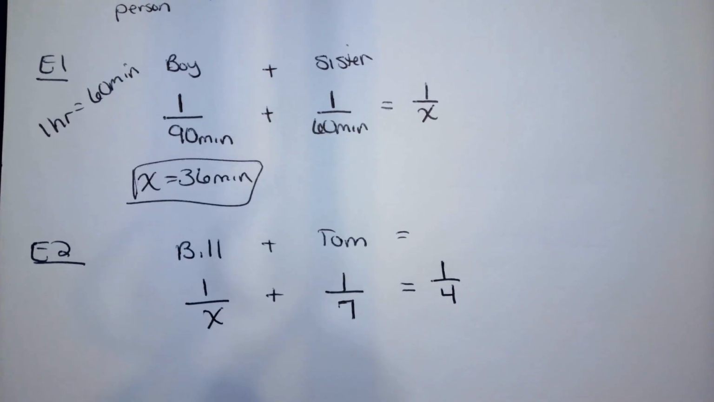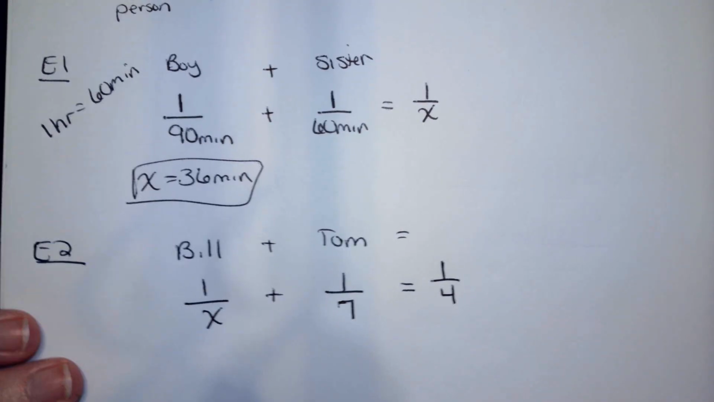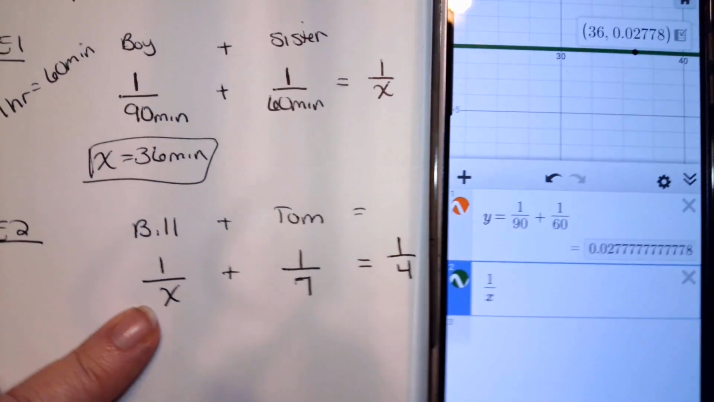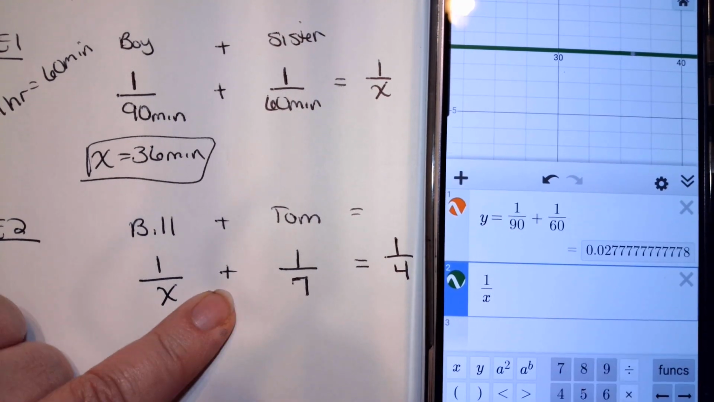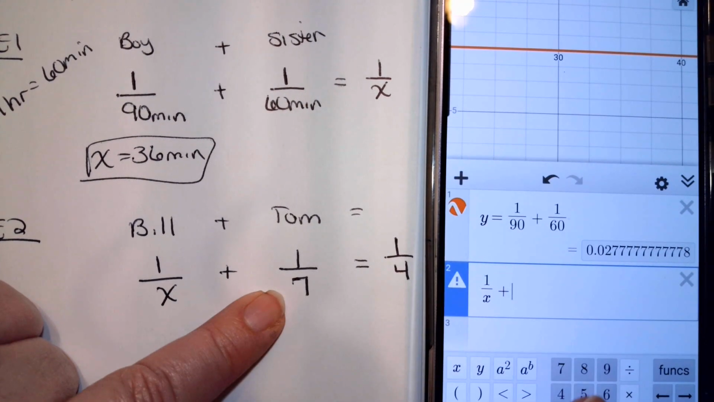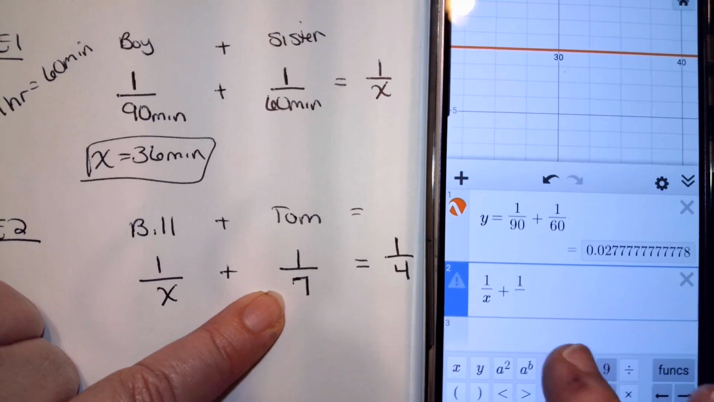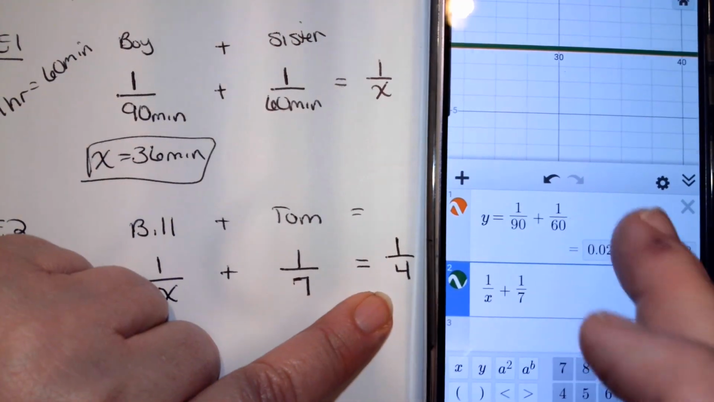We've got our setup. We're going to use Desmos to do left side, right side. So here I have 1 over x plus 1 divided by 7. And then on my right side I have 1/4.